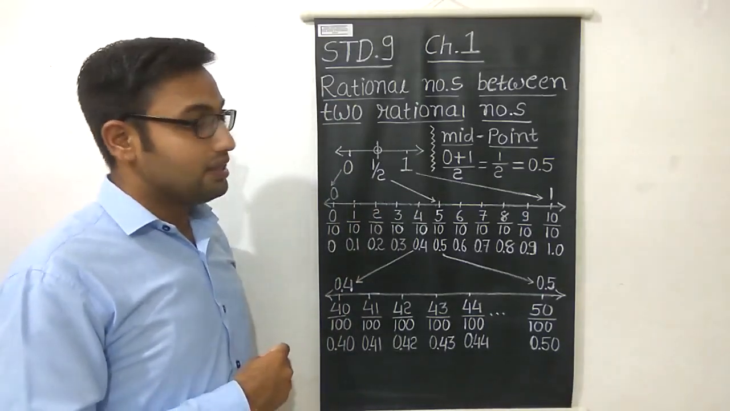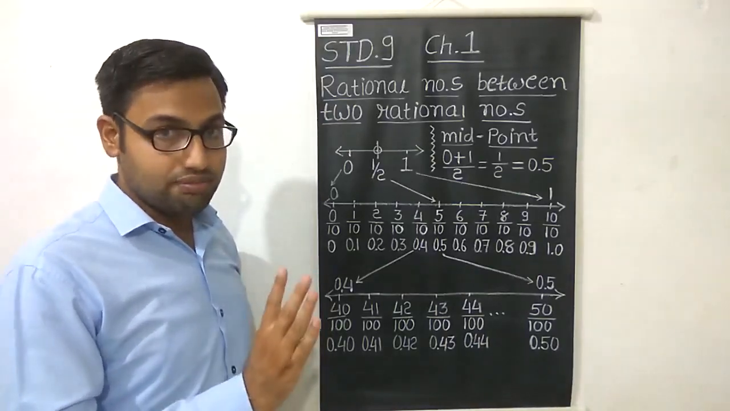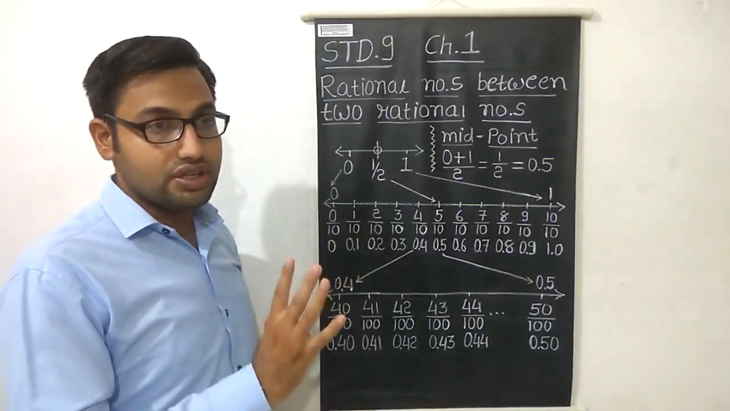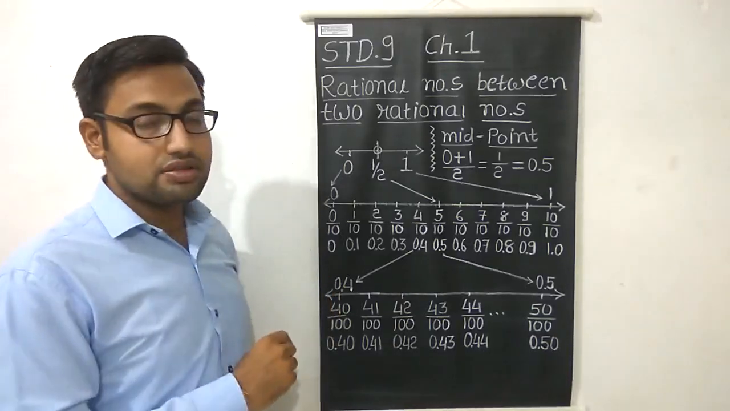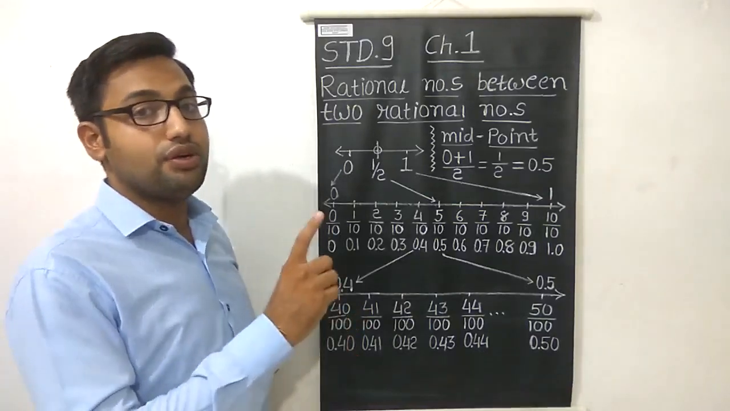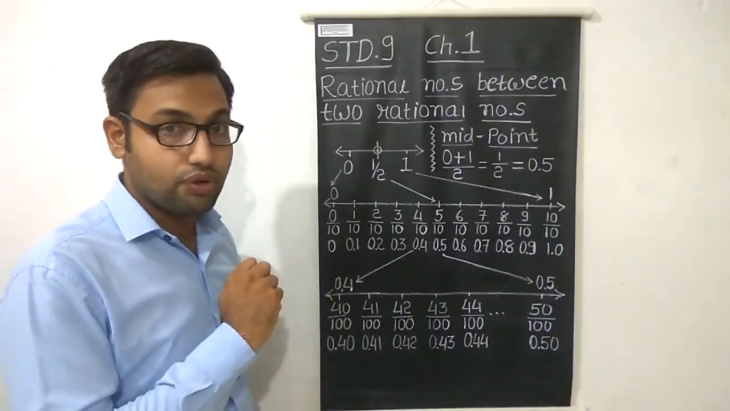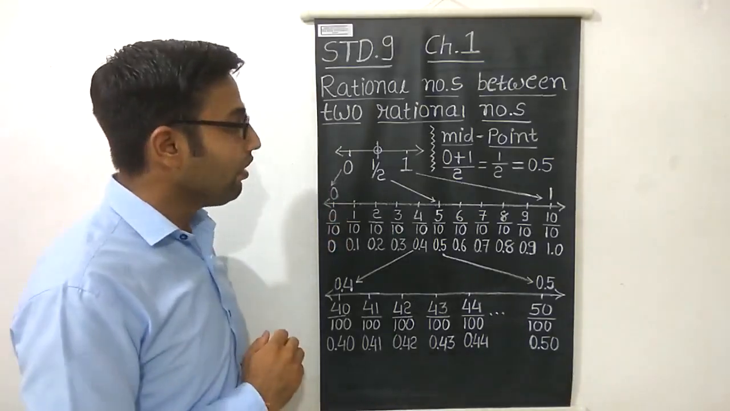As we know, there are finite numbers between two natural numbers, two integers and two whole numbers. But for rational numbers there are infinitely many numbers between two rational numbers. Okay. So today we will study about this thing.